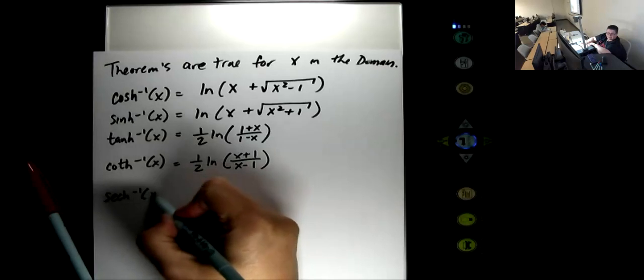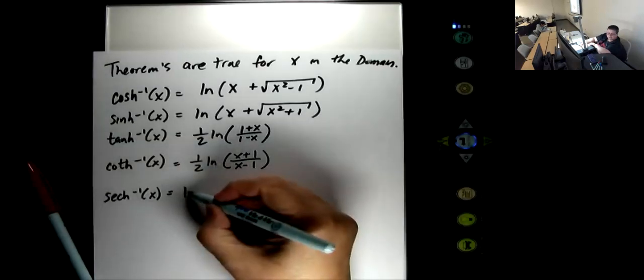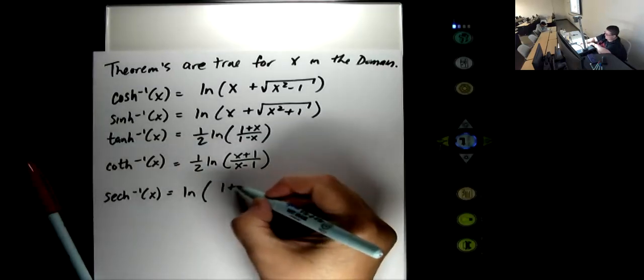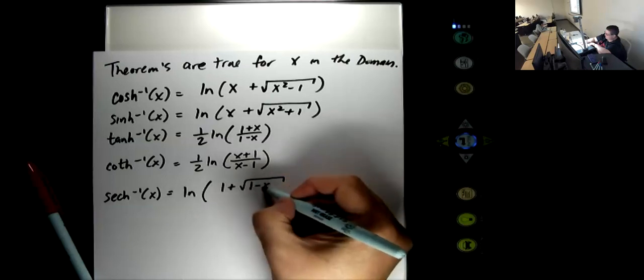Hyperbolic secant inverse can be written as the natural log of 1 plus the square root of 1 minus x squared, all over x.